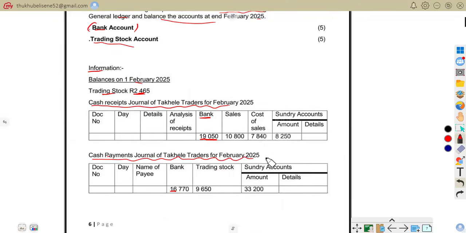So we can just come here and see where we get this 9,650, which is this. This is our 9,650.